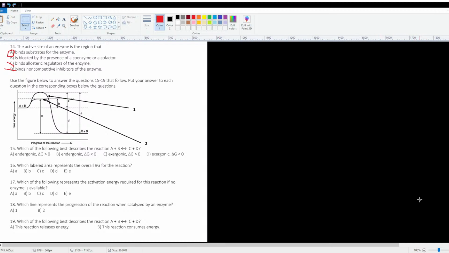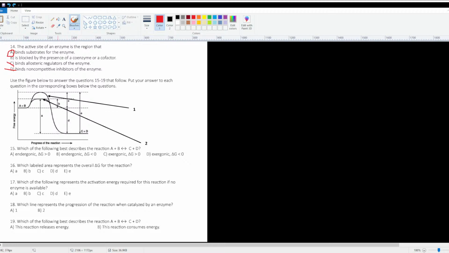If you think of co- as meaning with, when you're working together with something, that means you're going to help it work, right? So a cofactor helps activate an enzyme. So the active site would have to bind the substrate of the enzyme. That's the only logical answer. So anyway, let's look at this. We've gone over the free energy diagrams, haven't we? So let's go look at what's going on here.